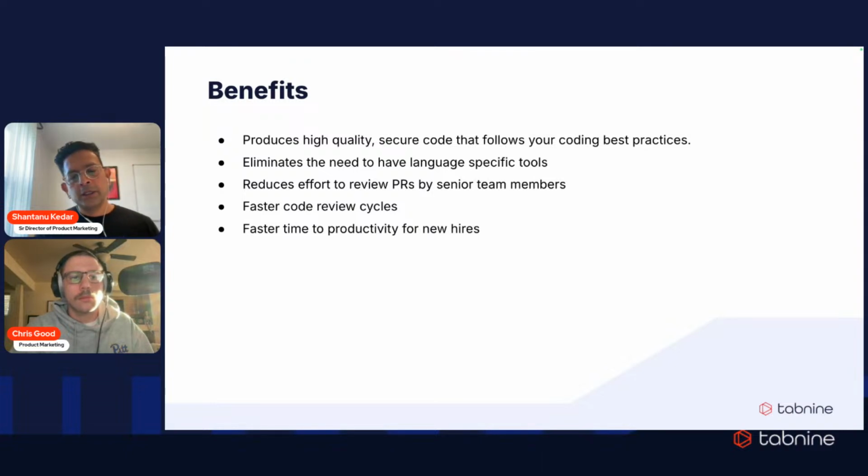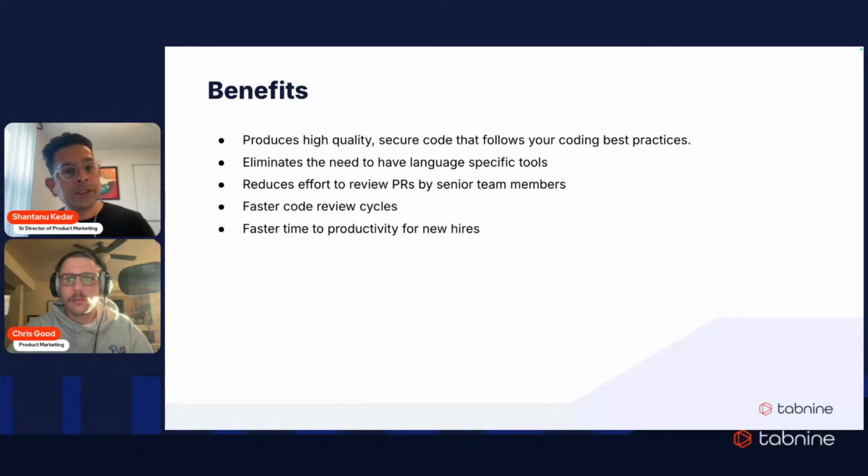Next slide. So, as far as the benefits go for the code review agent, it enables you to produce code that is of higher quality, code that is more secure, and code that follows your organization's best practices. We support all the major programming languages and frameworks with the code review agent. So this eliminates the need to have static code analysis tools, which often specialize in a particular language. The other thing to note is that the code review agent reviews the code just like a human does. So this drastically reduces the number of false positives and false negatives that you typically get with static code analysis tools.